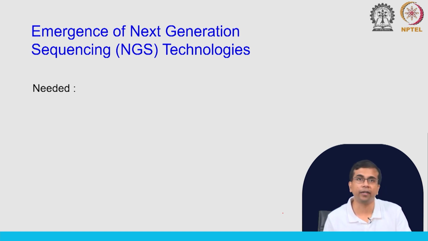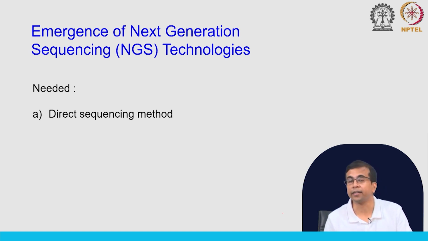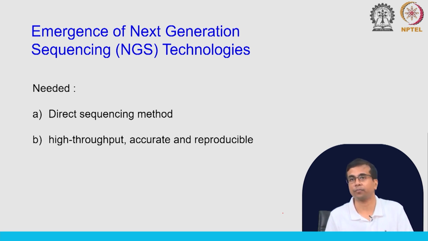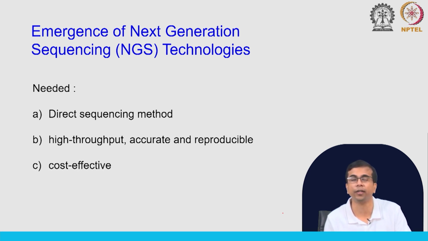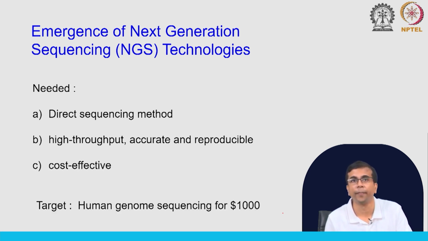So, what was needed is a direct sequencing method. As you have seen, microarray is an indirect method, and that is actually not good enough. So, we needed a direct sequencing method, and it should be high throughput, accurate and reproducible. There should not be too much error when you are sequencing these DNA molecules. It should be cost effective for large scale projects, right.